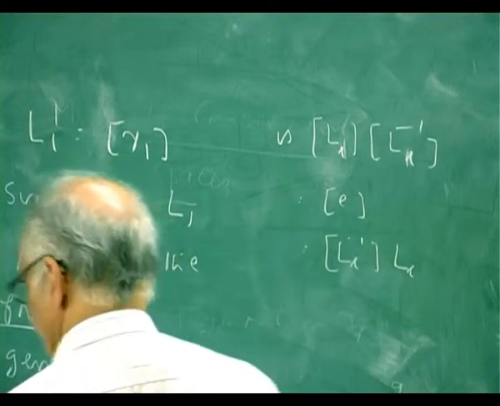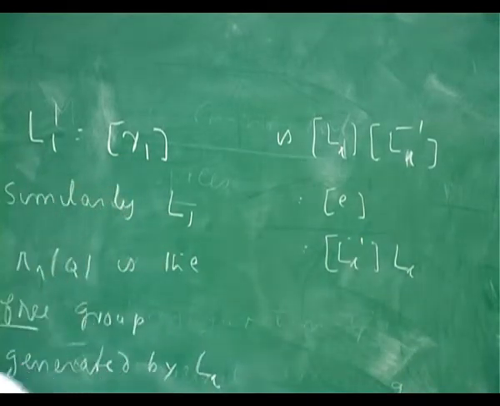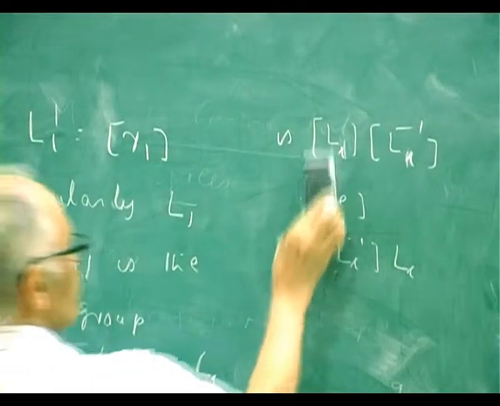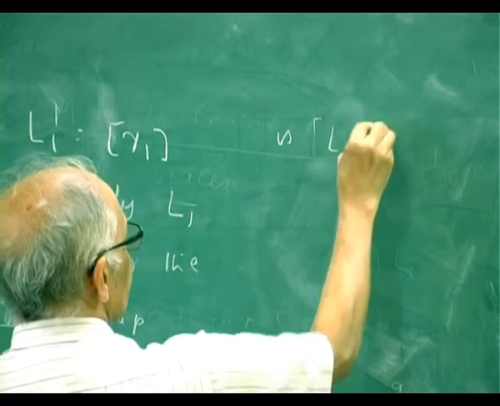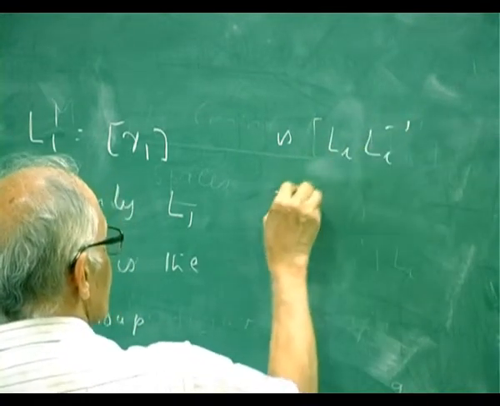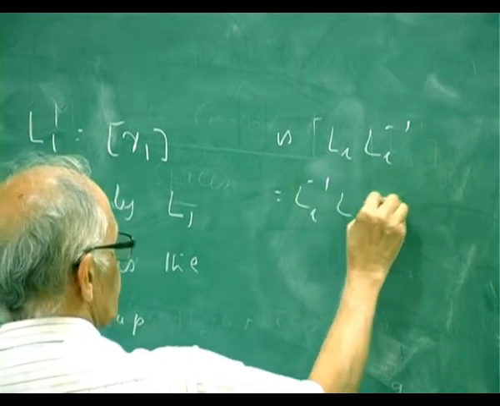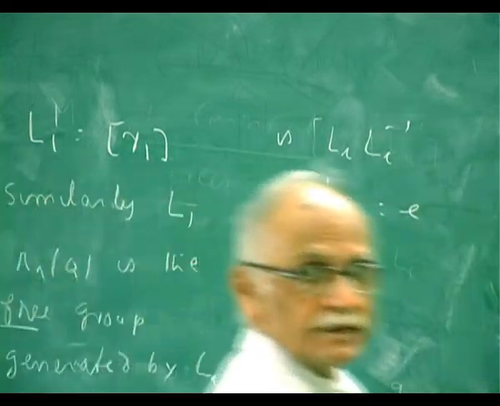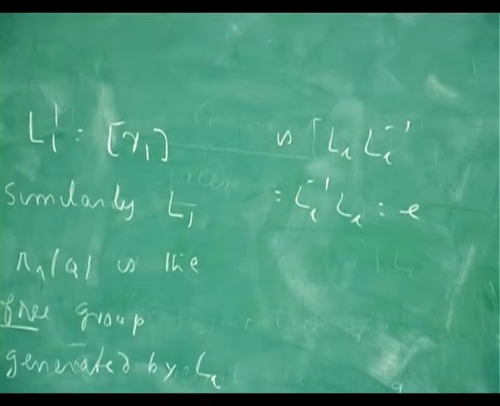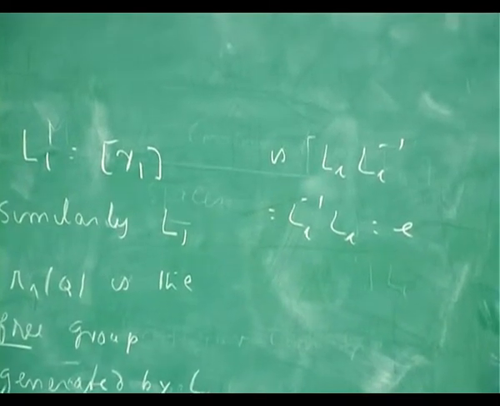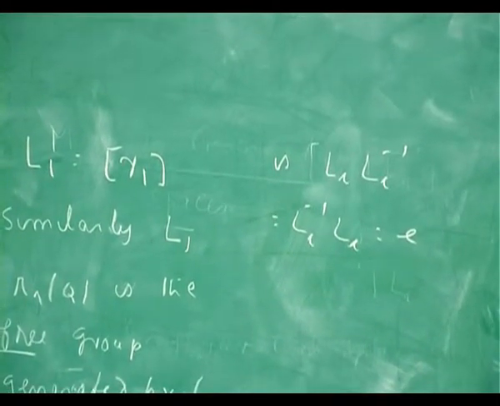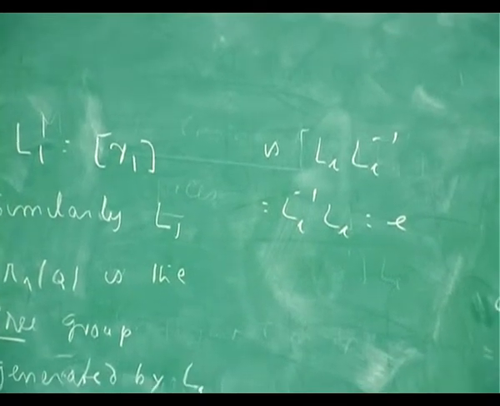I don't have brackets. L_i inverse L_i is the identity. Namely, the only relation is to go around like this, go around like this, and they give you one identity. There is absolutely no other relation. So any word you write in this is a different element of the group. It is very huge.